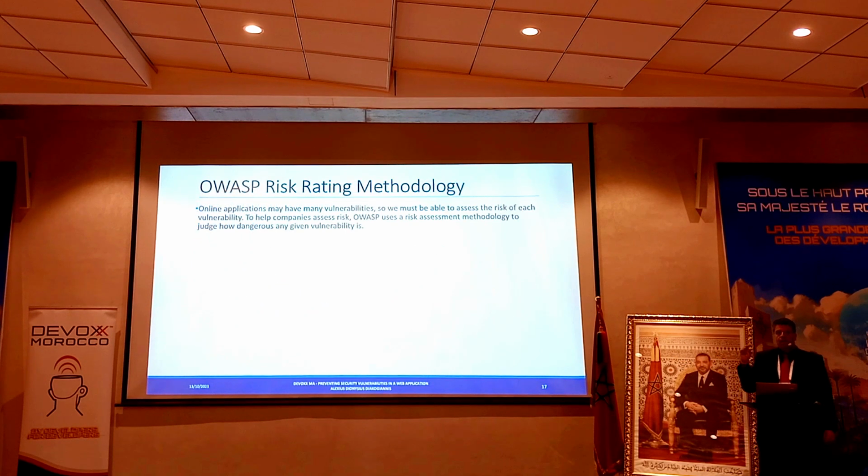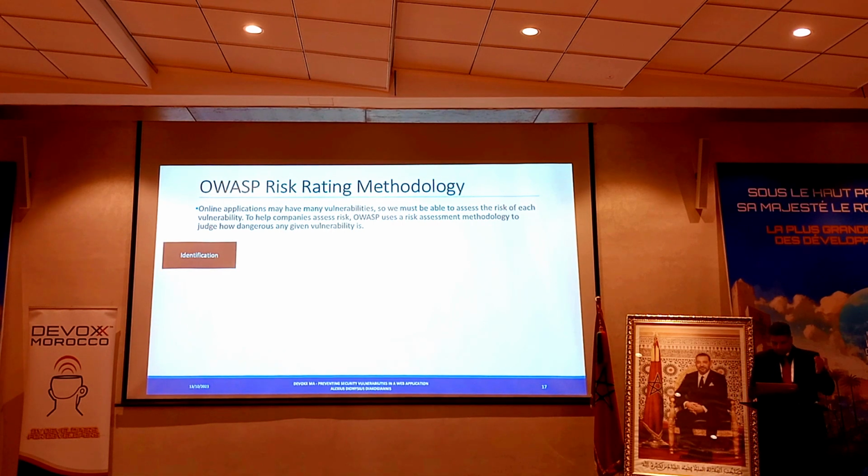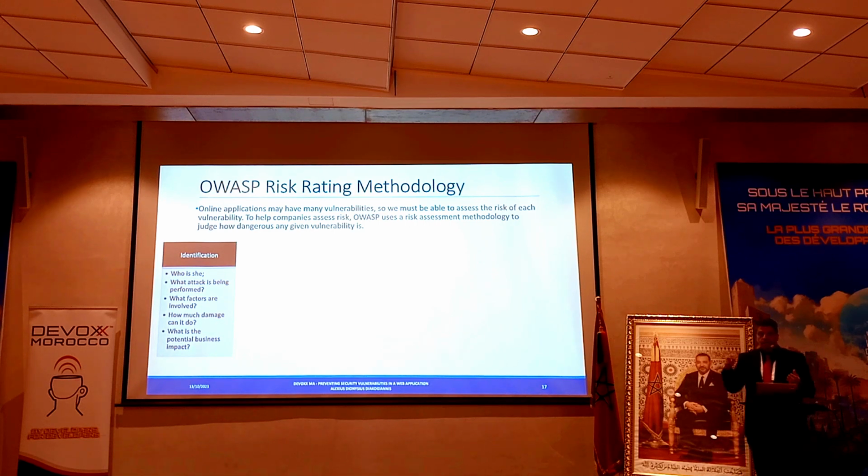Now, how we're going to calculate the risk. OWASP has a risk rating methodology, which helps us calculate a risk when a vulnerability shows up. So there are several stages in this calculation. The first one is the identification. What is the vulnerability? What is the attack performed? And how much damage can it do? And what is the potential business impact? Because at the end of the day, whatever is done in our application for our company has a business impact, and this is the most important for the company.